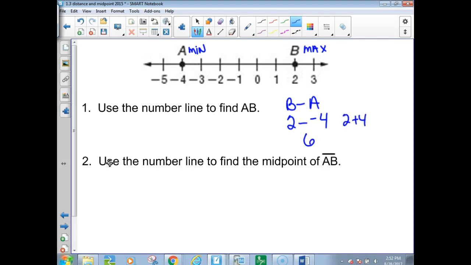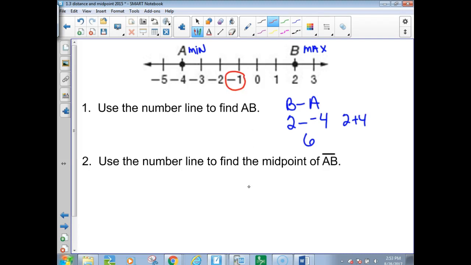Now, use the number line to find the midpoint of AB. You might have been saying to yourself, why didn't you just count from -4 to 2? Well, you can if you have a number line. But do you always have everything drawn out on a number line? No. You still need to be able to do max minus min. But you could have gone 1, 2, 3, 4, 5, 6. Now, what's in the middle, do you think? Looks like it's going to be right there, right?